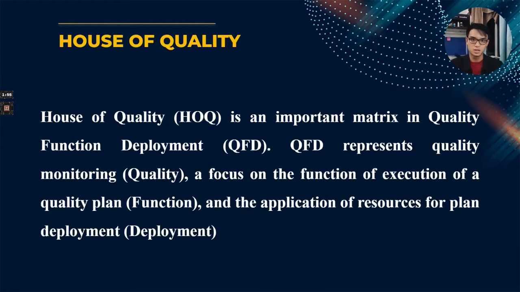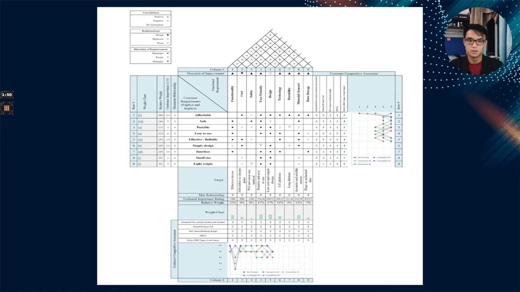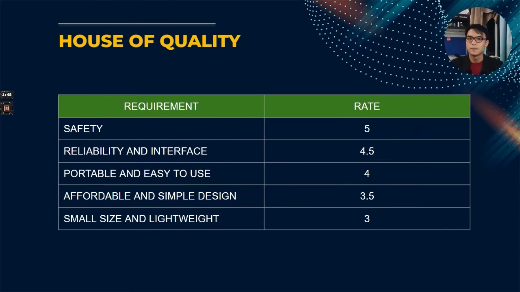This is the house of quality of our project. Based on the table, the highest rating among the requirements is the safety of the device. Reliability and interface were the second highest rating, and the third highest rating is portability and being very easy to use for patients and doctors. The lowest ratings are affordability, simple design, and small size and lightweight for our new device.